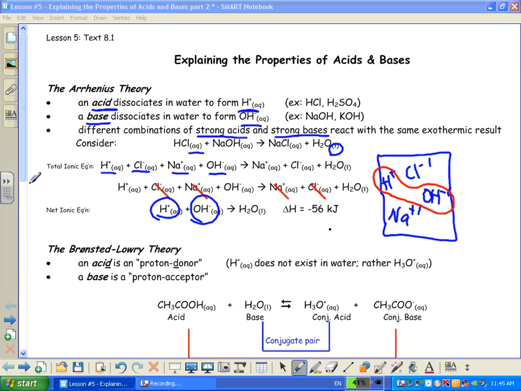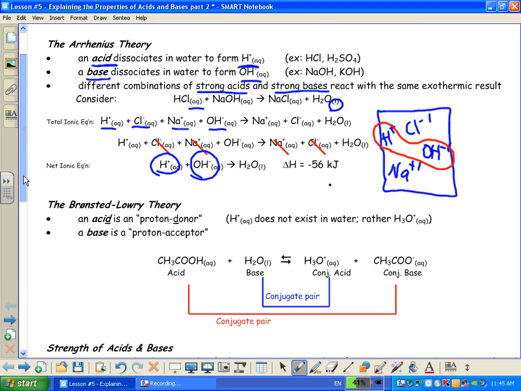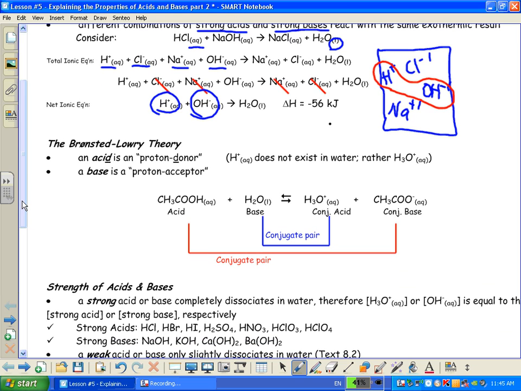So that's the Arrhenius theory. But along came the Bronsted-Lowry theory that kind of disproved the Arrhenius theory. There are a lot of problems with the Arrhenius theory. Bronsted-Lowry came up with a theory that an acid is actually a proton donor. You need to keep this straight: an acid is a proton donor. And therefore, a base would be considered a proton acceptor.